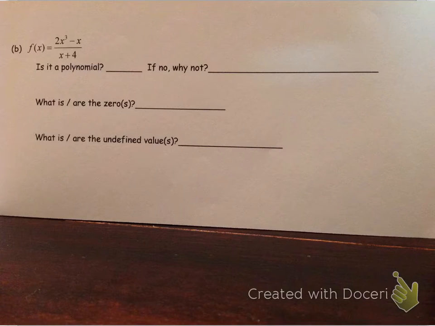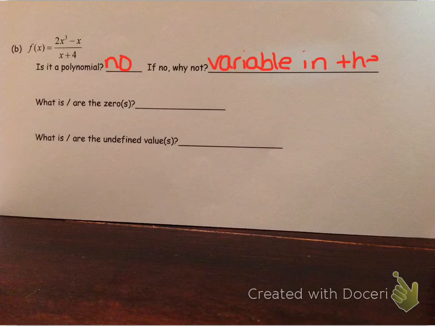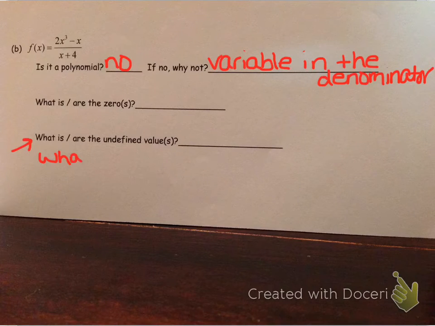Okay, let's see what you've got filled in so far. So, is this a polynomial? No. Once again, this one has a variable in the denominator. Okay? And so then you ask yourself this question. You always want to get the undefined values out of the way first. So this is a big fraction. What makes fractions undefined?